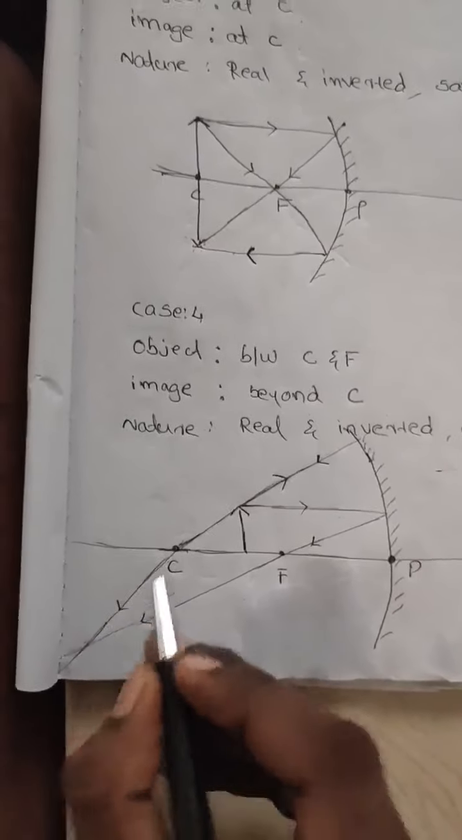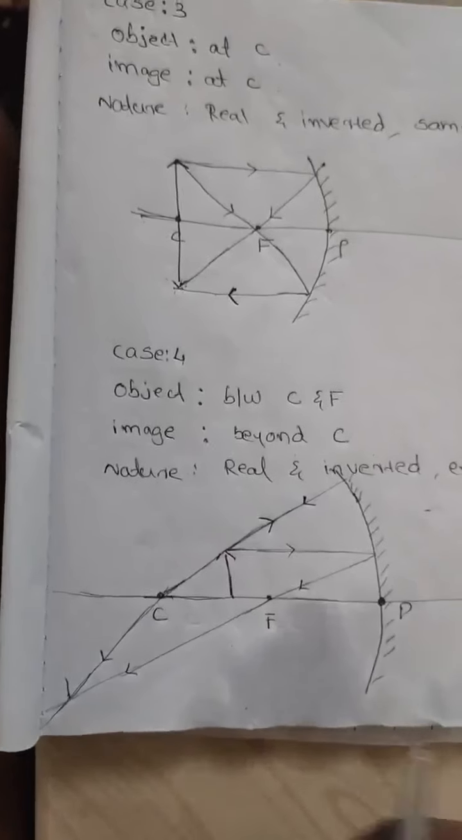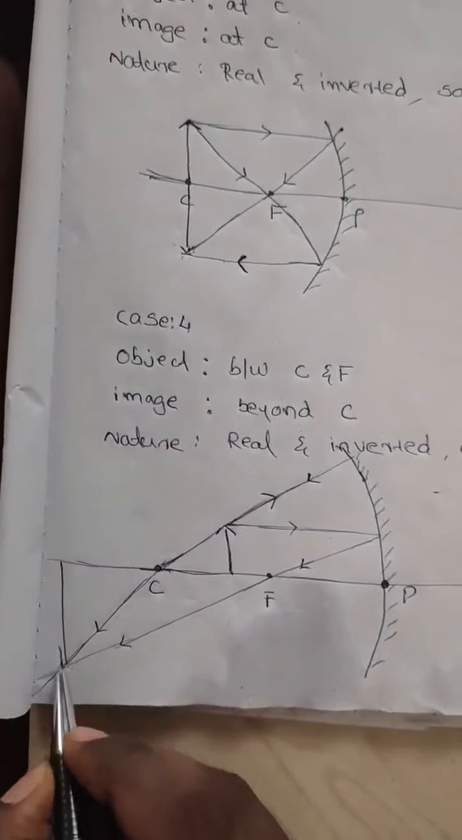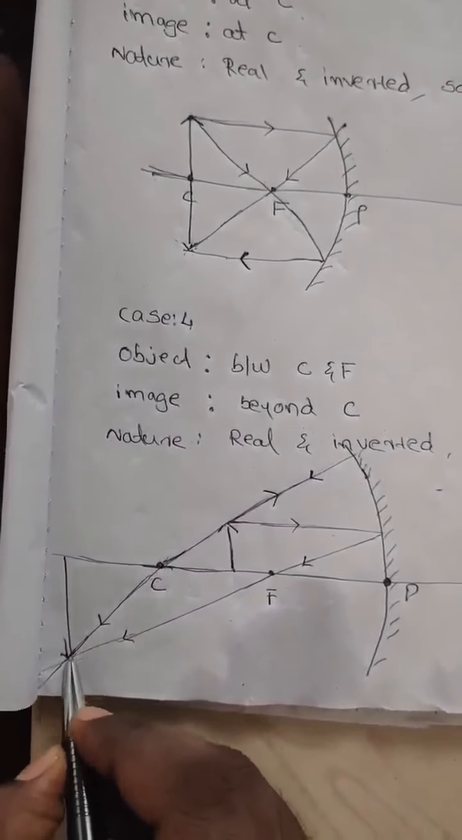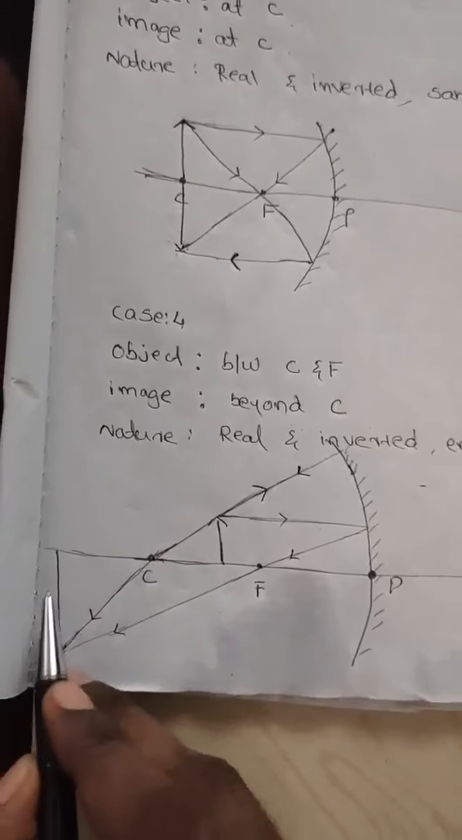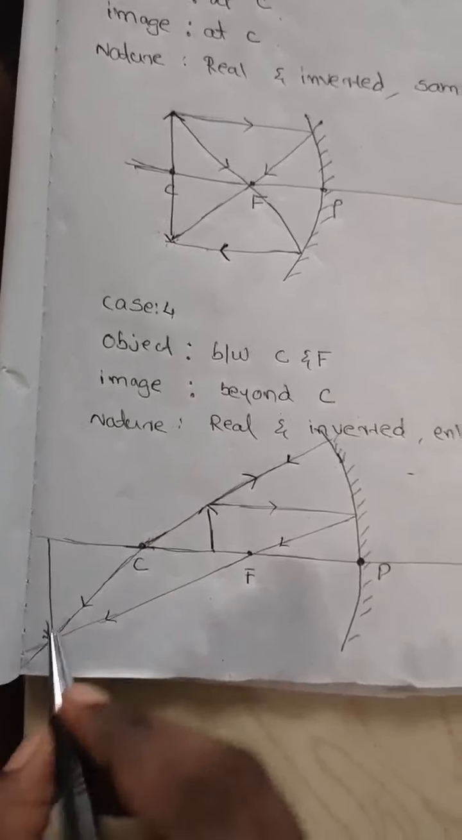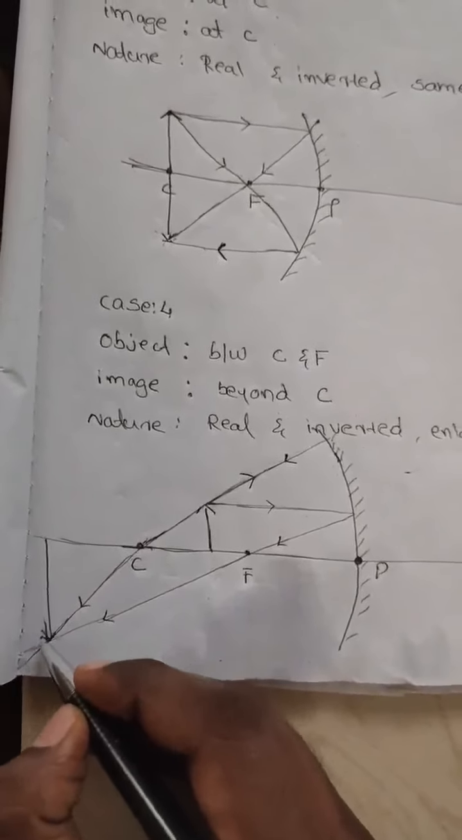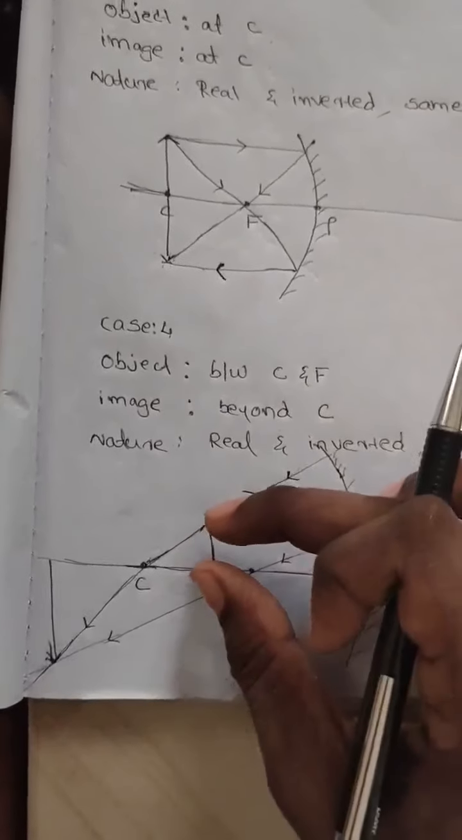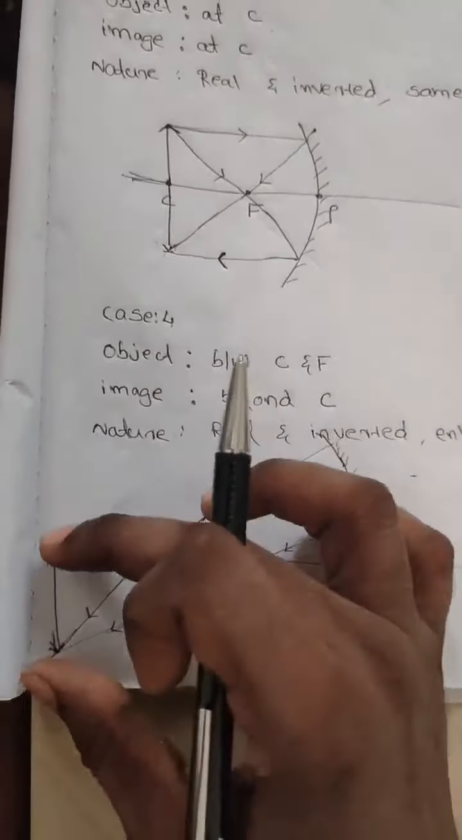And these reflected rays meet here. It is formed beyond C. Hence this is our image here. This is the position where the image is formed. It is formed beyond C. So this is our image, and it is inverted. That's why I put the arrow in this direction. Okay, and it is enlarged. Look at this object, and this is your image.